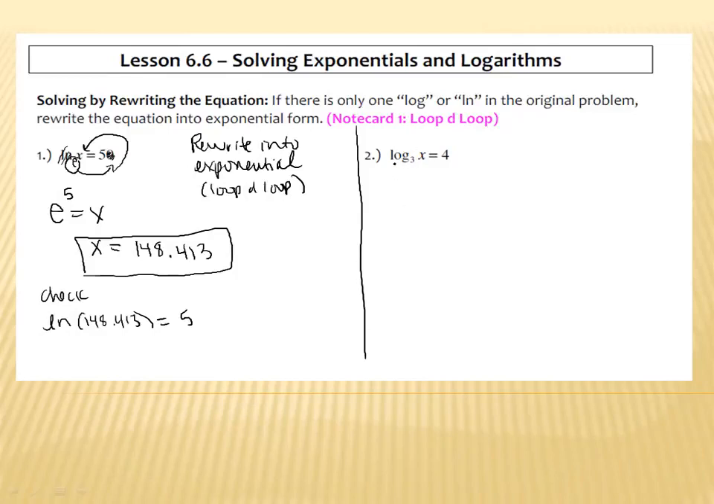Okay, same idea because we have the word log in here. We want to get rid of the word log by doing loop-de-loop. Loop over and come back. And so 3 to the 4th is going to be 81.